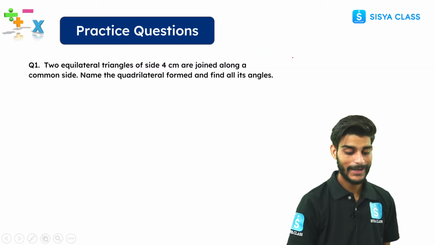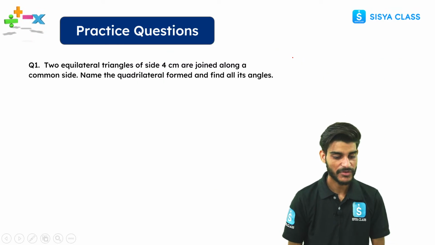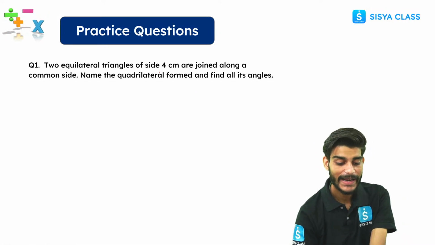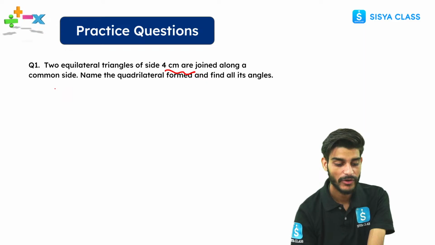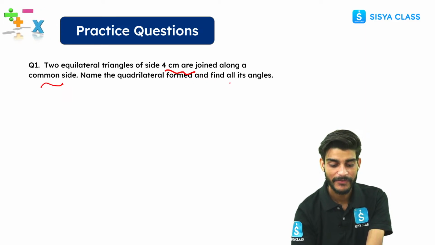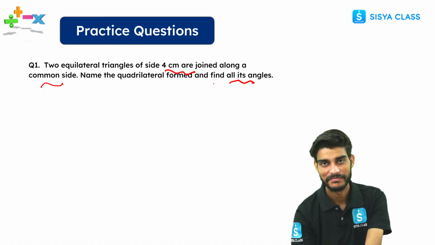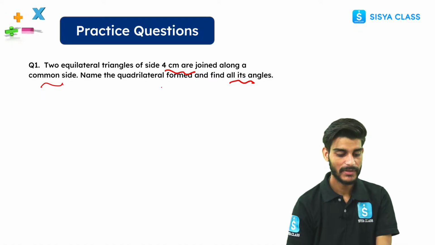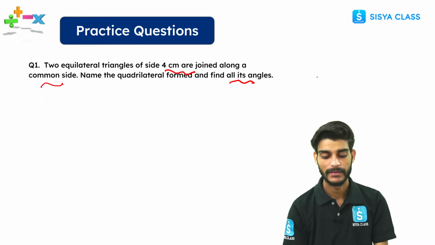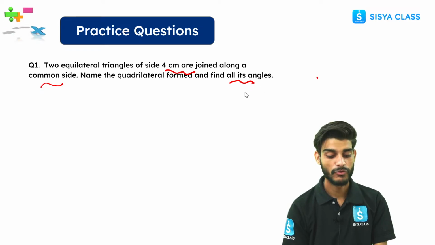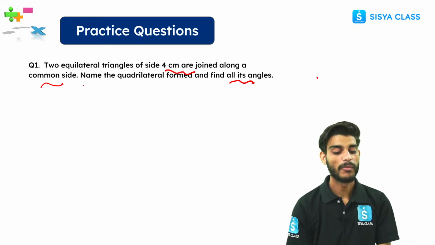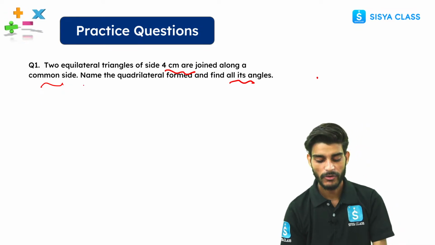Okay. Now let's do some practice questions based on it. Two equilateral triangles of side 4 cm are joined along a common side. Name the quadrilateral formed and find all its angles. Basically, it's talking about two equilateral triangles. We have two triangles, right? When we have two triangles and I join them along a common side, it will form a quadrilateral. See how?